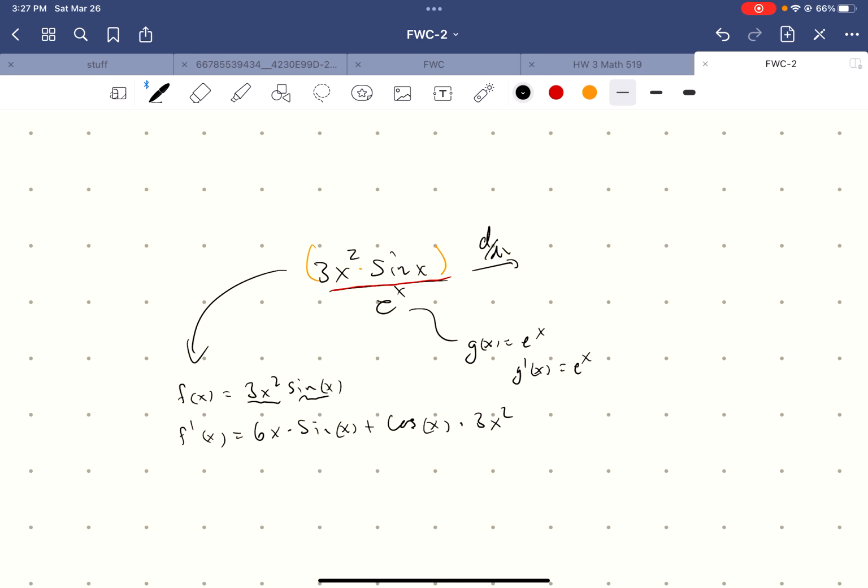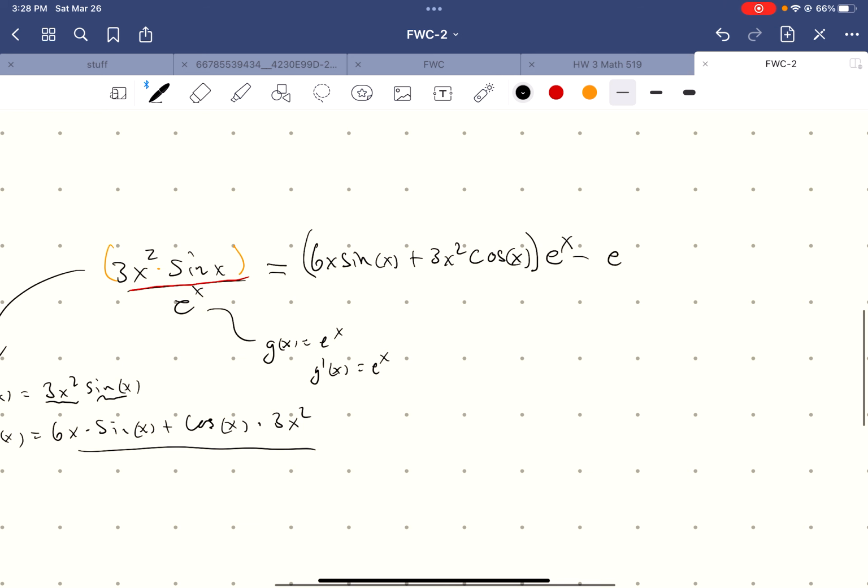Let's go ahead and do it. Notice I did not put an equal sign here. I put an arrow, because if I write this, this is not true. But if I write this is equal to, and now let me do the quotient rule. I take the derivative of the top, that's this whole monster. So I have 6x sine x plus, and I'm going to put the 3x squared in front just because it looks a little nicer. This times the bottom, e to the x, minus the derivative of the bottom times the top, 3x squared sine x, all over the bottom squared.